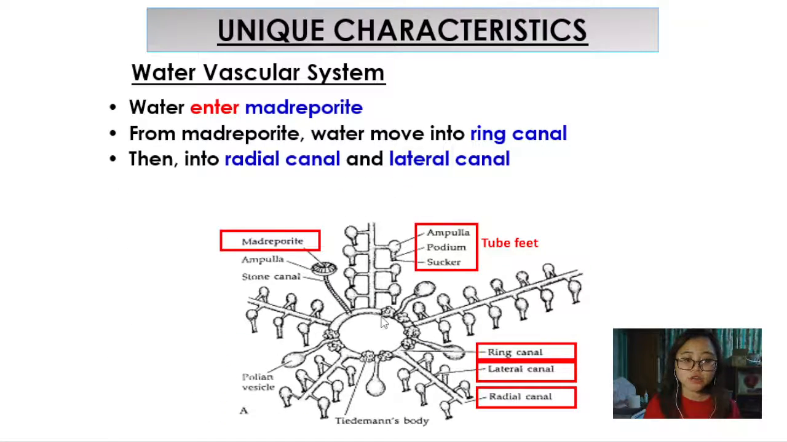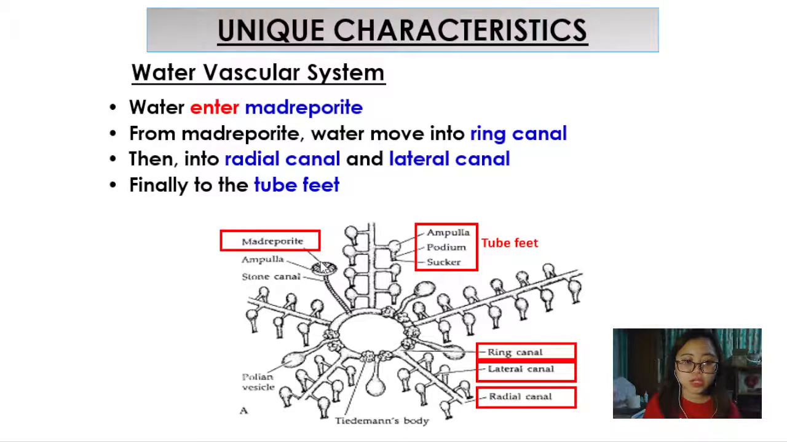And then, from the ring canal, it will go into the radial canal and the lateral canal. So, radial canal adalah setiap yang batang yang panjang ini yang keluar daripada ring canal. Lateral canal adalah daripada batang lorong yang lurus itu, dia akan buka lagi kepada tube kecil, tube kecil, tube kecil. From the lateral canal, it will finally enter into the tube feet.